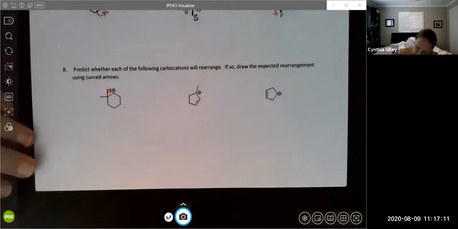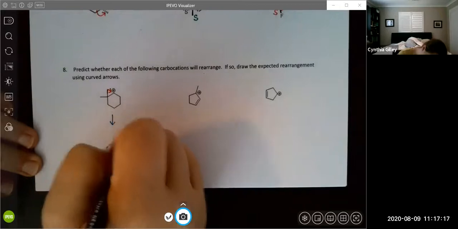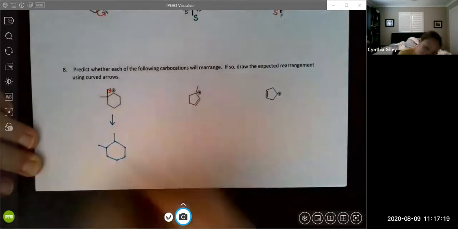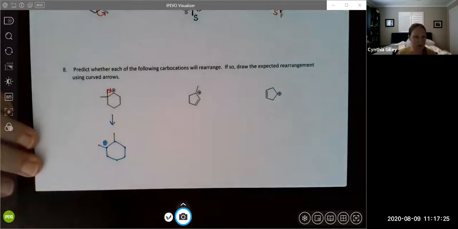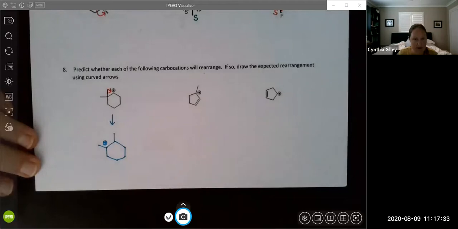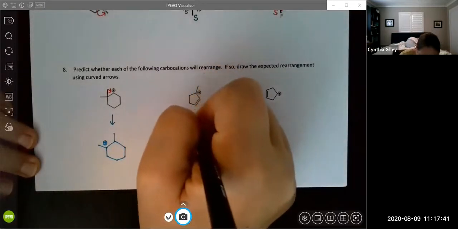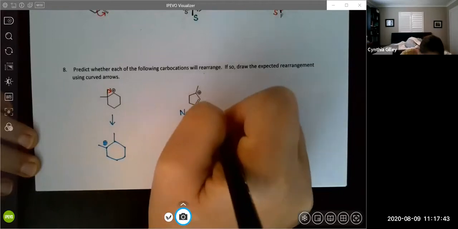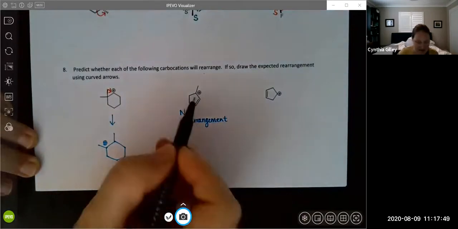And so that is going to give us, after the shift, we've shifted a methyl over, we've got the methyl that remains, and now the positive charge is here. So it went from secondary to tertiary, which is more stable. This carbocation is already tertiary and allylic, so it's already very stable. There's no shift that's going to make this more stable. So this one will not undergo a rearrangement, because it's already tertiary and allylic.